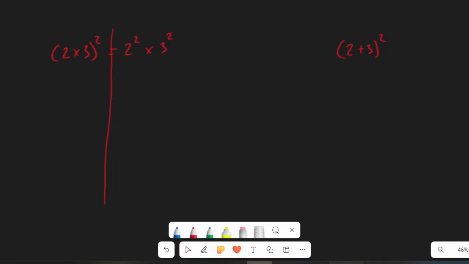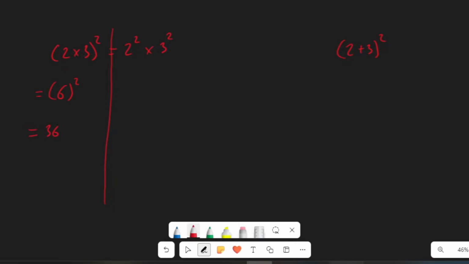So for 2 times 3, squared, let's say we multiply them before we take the power into consideration. So it's 2 times 3, which is 6, all squared, which gives us 36.